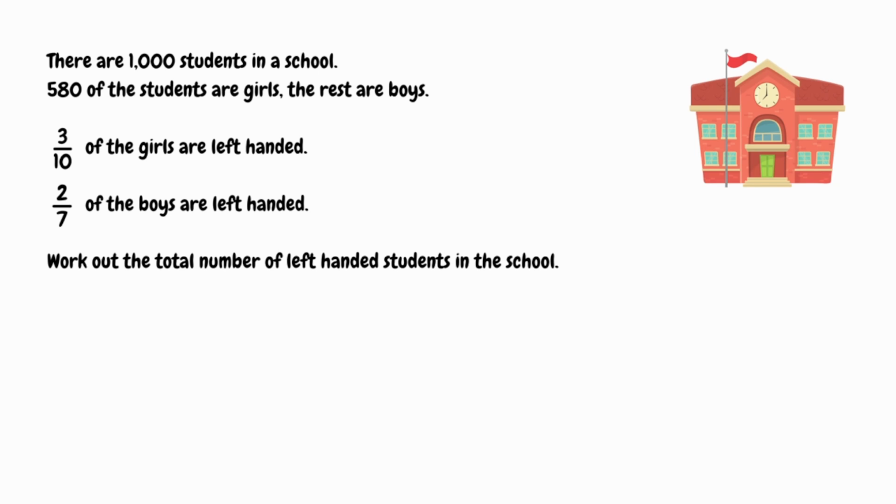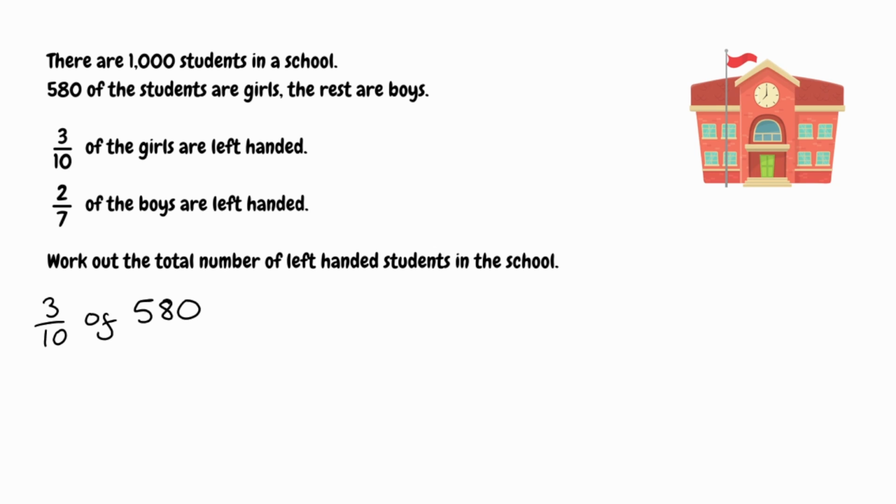We're told that 3/10 of the girls are left-handed. So to figure out the actual number of left-handed girls, we need to do 3/10 of the amount of girls there are in the school, which we're told in the question is 580. So if we're allowed to use a calculator, we can actually just type this in, because we can replace the 'of' for multiplication. So 3/10 of 580 is the same as doing 3/10 multiplied by 580. But we're going to figure this out as if we didn't have a calculator.